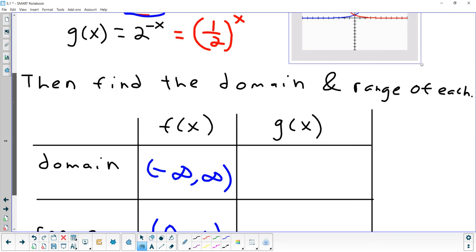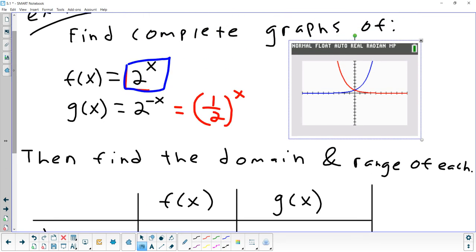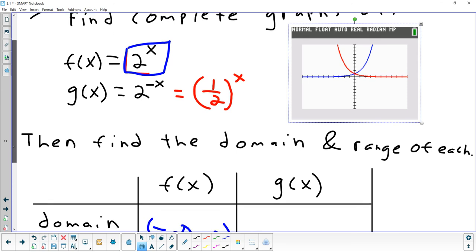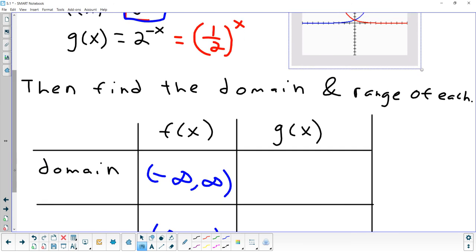Now let's look at g of x. That's the one in red. What's the domain of the graph in red? That's an exponential decay function. John? Negative infinity to infinity. It's still negative infinity to infinity. All exponential functions have a domain of negative infinity to infinity. That never changes.